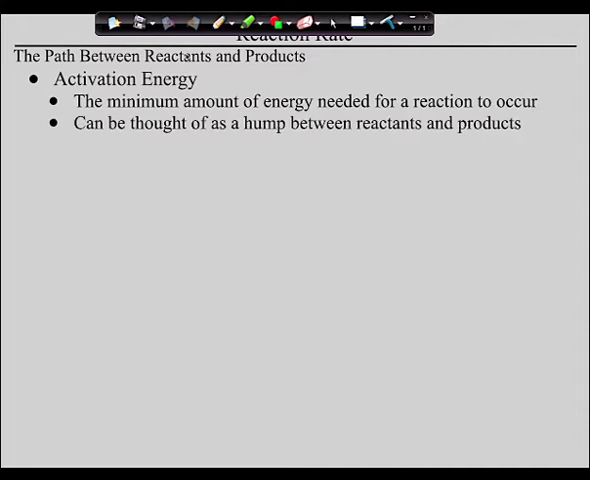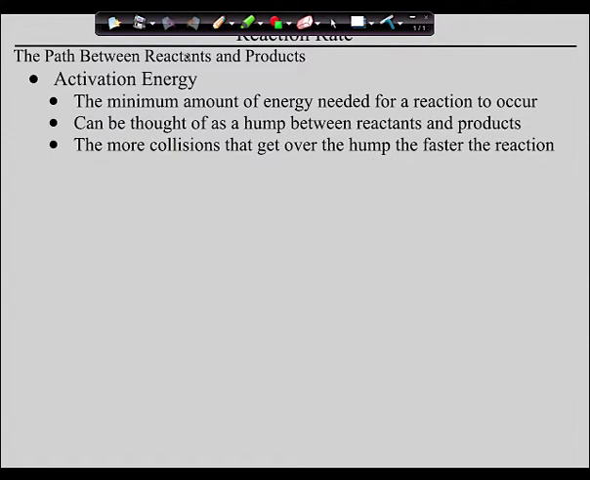Now guys, and again, don't write this down. You can think of this as a hump that exists between the reactants and the products. And the bottom line is this: the more collisions that get over the hump, the faster the reaction can go. So what does all of that mean? You probably don't even need that. Well, maybe you do. It's up to you. That one may be worth getting in your notes. This idea that the more collisions that get over the hump, the faster the reaction goes.